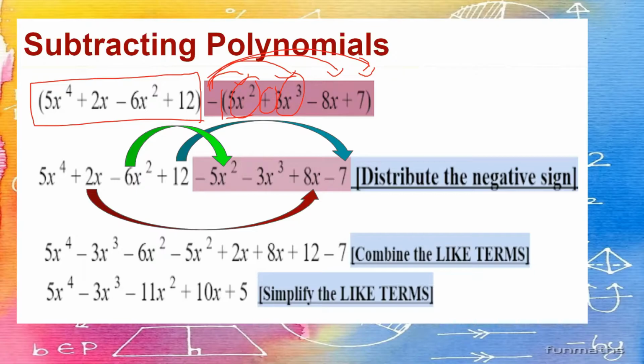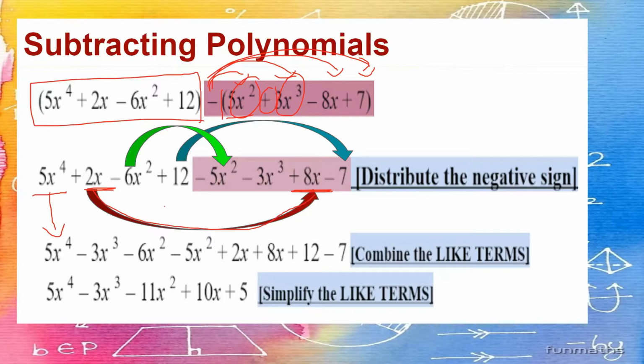Let's go with the first one, okay? 5x to the fourth. So we have to look for another term that has x to the fourth power. Does any of the terms in here have it? No, right? So this stays by itself, so we're just going to bring it down in here. How about the 2x? Does any of the other terms in here have just x and no exponent? Yes, 8x. Look, you can also follow the arrow.